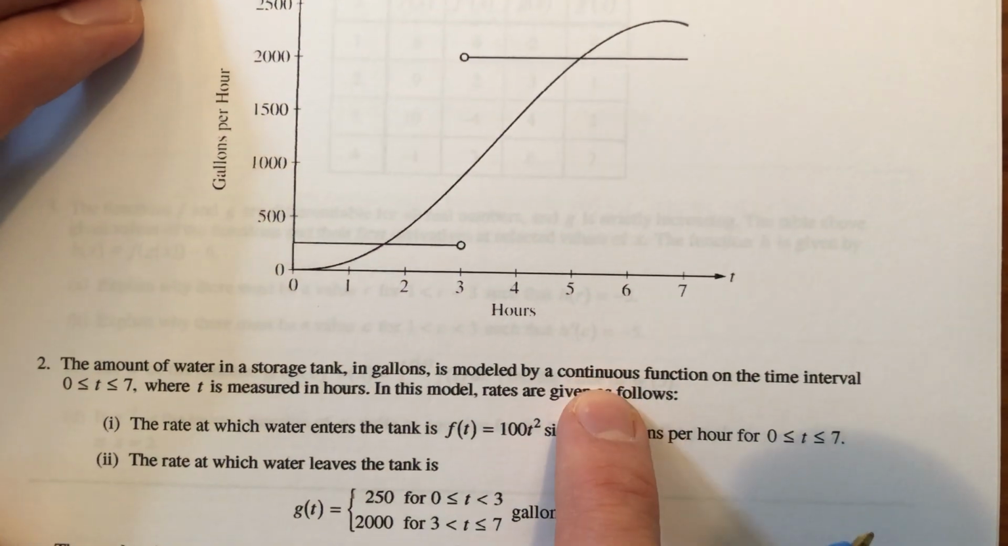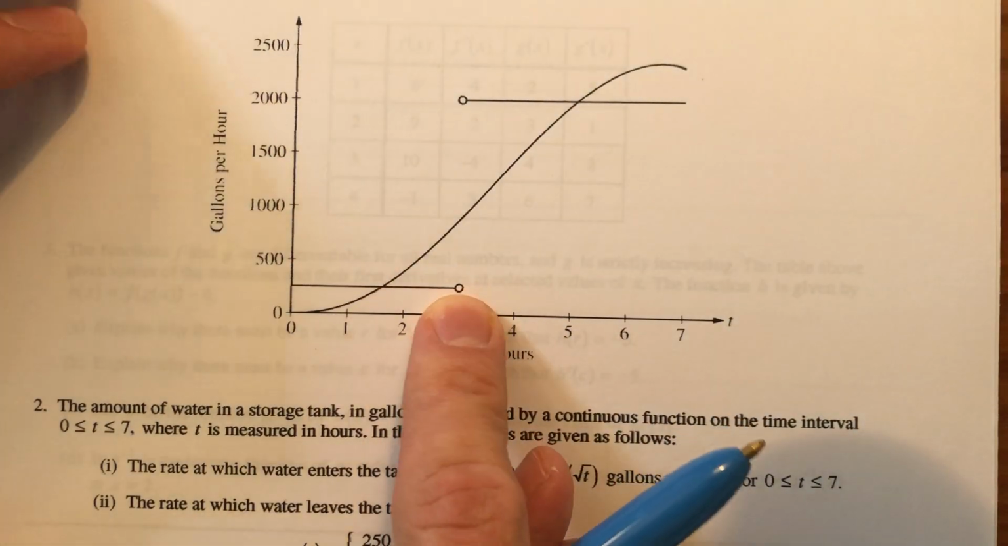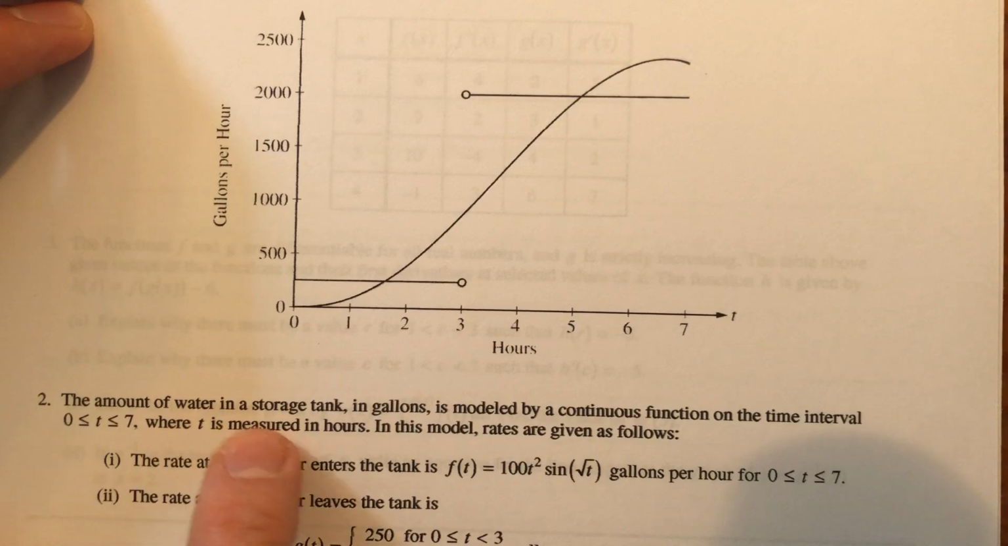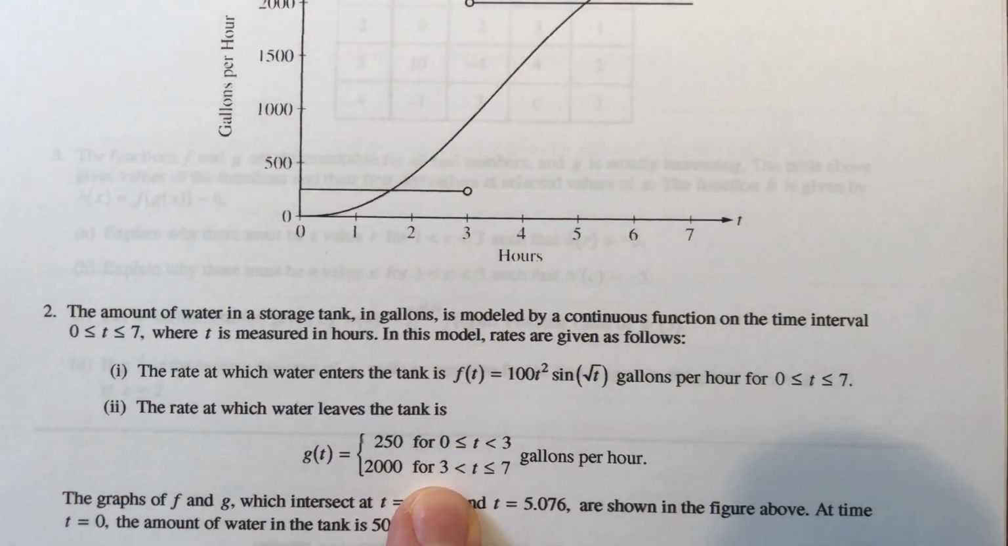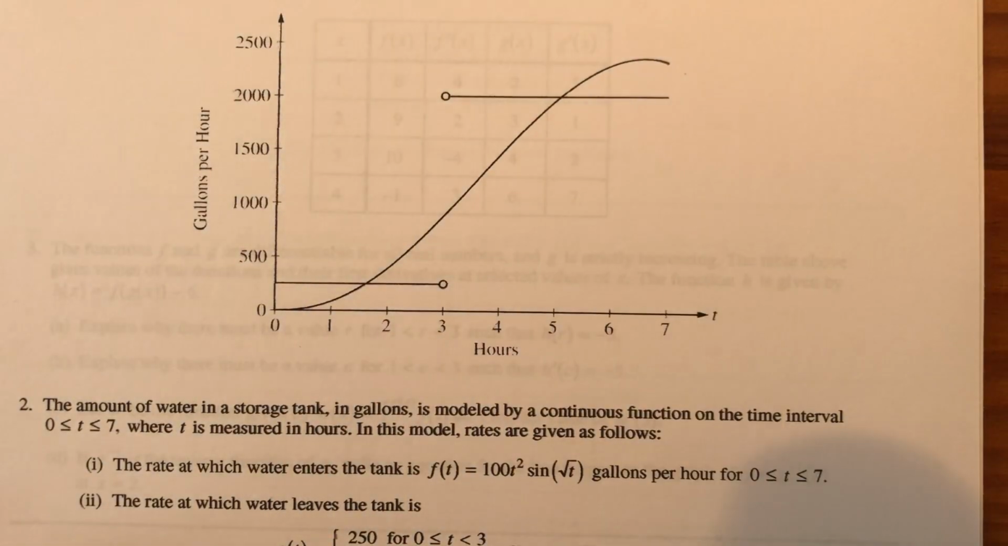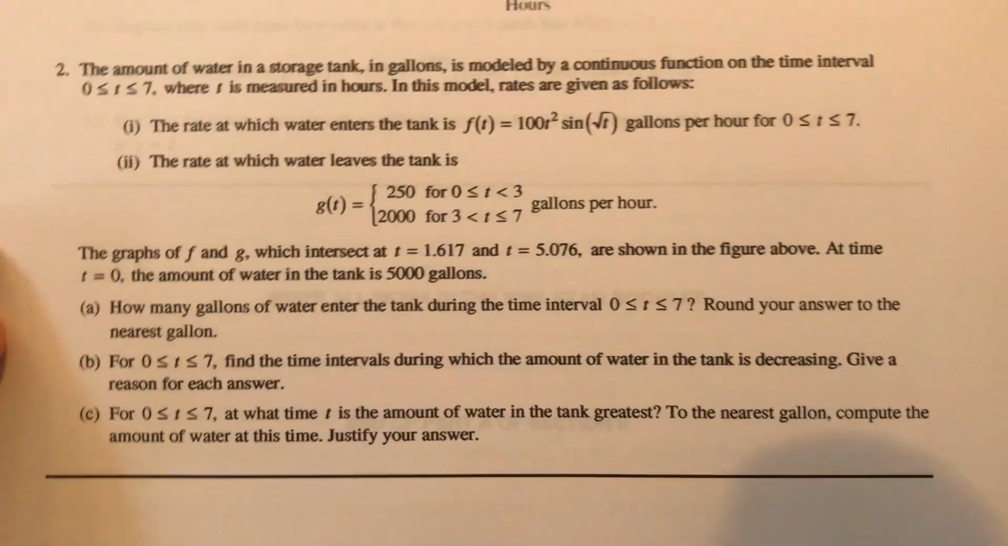So you might see the word continuous and say, no, it's not. It actually is. The amount of water is continuous. The rate at which they flow into or out of is not. Well, the rate at which they flow out of is not. The rate at which it flows in is clearly continuous. Okay, so let's read the problem and go from there.